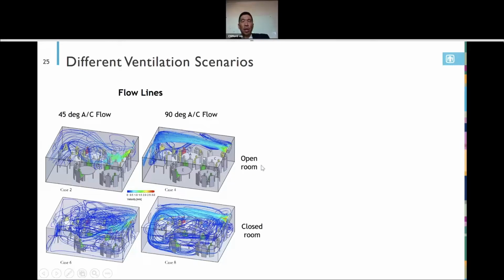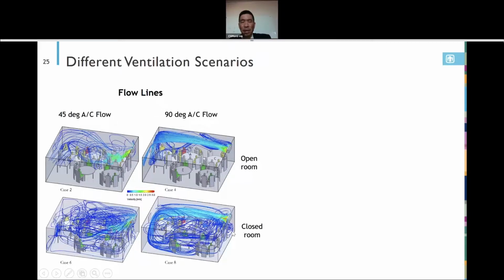This plot shows the flow lines from that air conditioner, and the top 2 here simulate what's called an open room. This was actually just part of a larger section of the restaurant. This wall down here opened up into a larger part of the restaurant. On the bottom 2, I simulated that as a closed room. To do that, I made this boundary on this side here a symmetry boundary condition.